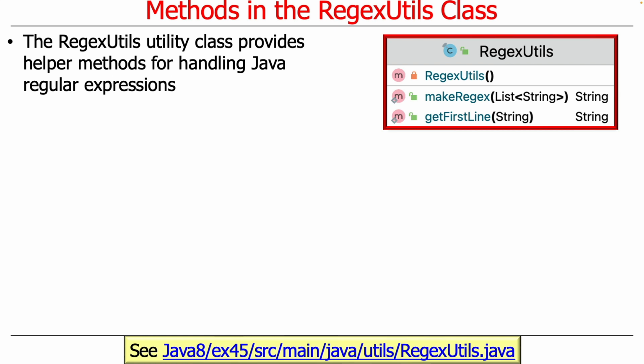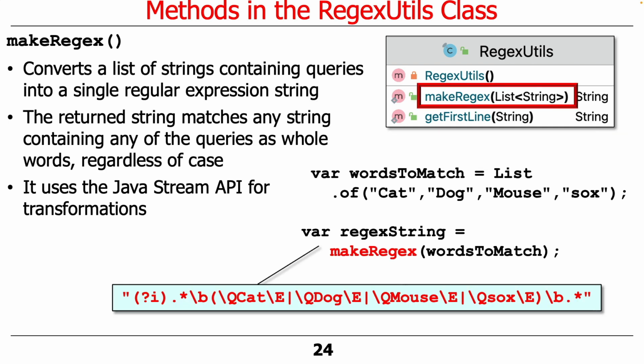The RegexUtils class provides helper methods for handling Java regular expressions. We'll see that there are a couple of methods here. One's called makeRegex, and we'll look at this in more detail. It's super cool. It converts a list of strings that contain queries into a single regular expression string. This single string that's returned matches any string that contains any of the queries that were in the original list as whole words, irrespective of whether they're uppercased or lowercased. And this uses the Java Stream API to perform this work.